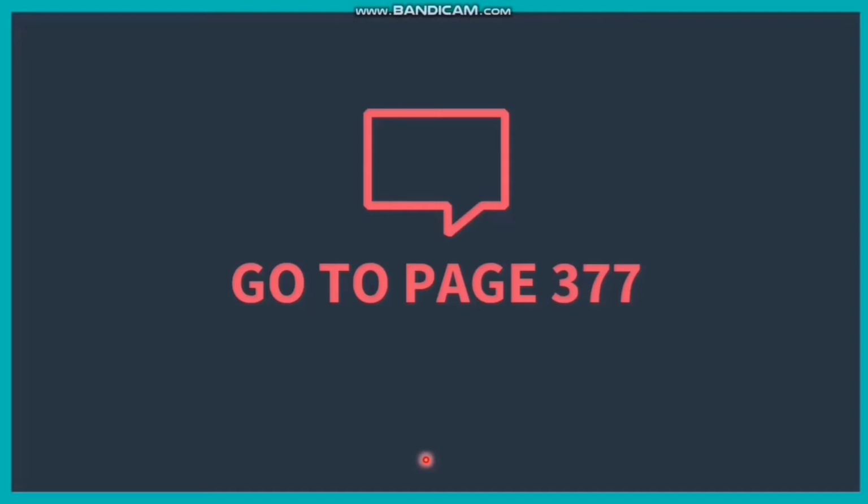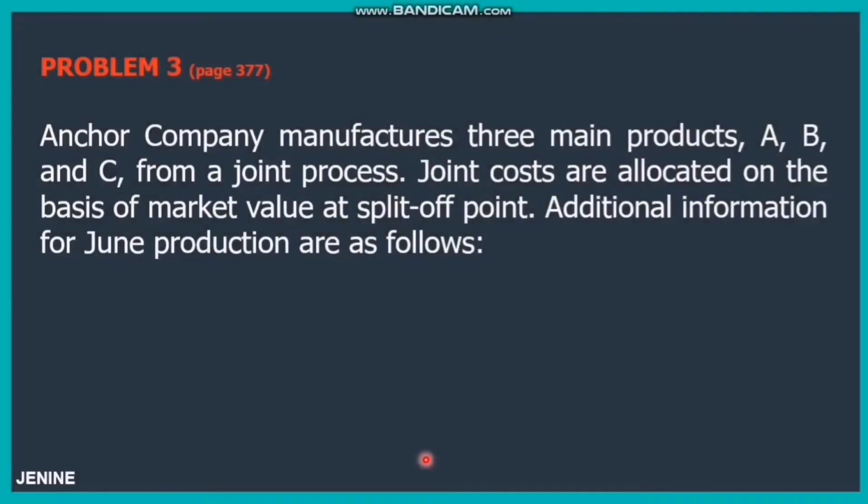Okay, let's proceed to problem number 3 on page 377. Anchor Company manufactures 3 main products, A, B, and C, from a joint process. Joint costs are allocated on the basis of market value at split-off point. Additional information for June production are as follows.